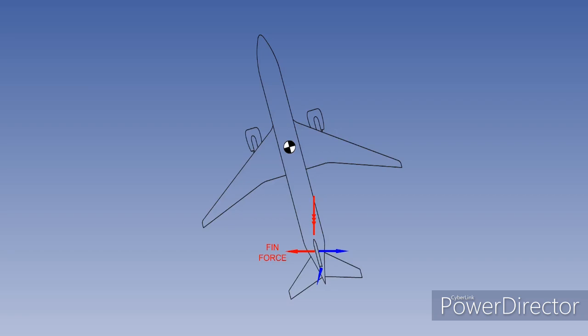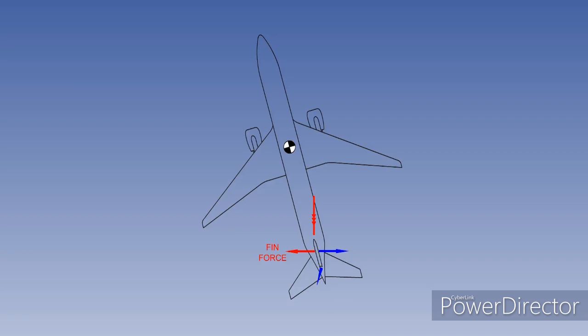The airflow is now approaching from the right, changing the effective angle of attack of the fin, which generates an opposing side force acting to the left, the fin force, here in red. When the fin force equals the rudder force, the aircraft will stop yawing about the normal axis, and a steady side slip angle will exist. The aircraft is not turning, it is side slipping, in this case to the right.